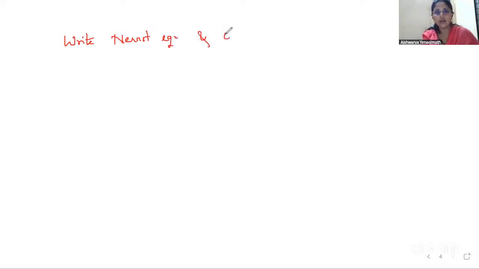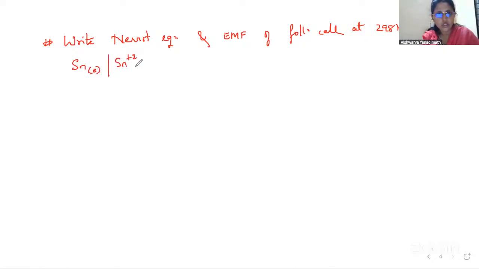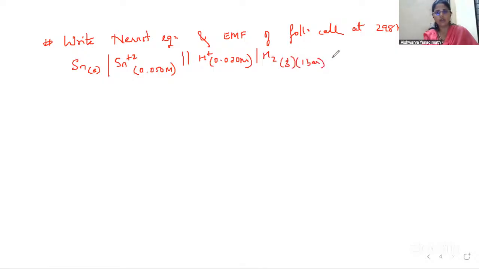and EMF of the following cell at 298 Kelvin. Okay, the third one. The cell given is Sn solid bar Sn plus 2, 0.050 molarity, double bar H plus, 0.030 molarity, bar H2 gas, 1 bar pressure, comma, platinum solid, inert electrode. Fine. So you are supposed to write the Nernst equation.